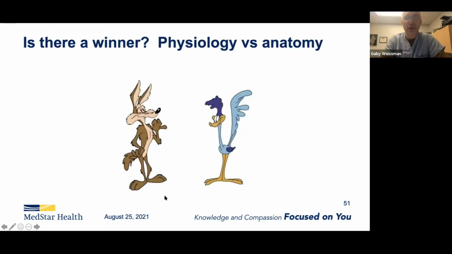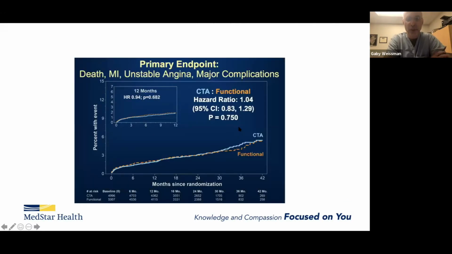All right, so is there a winner? Should we pick physiology, stress testing, or should we pick anatomy, CT, basically? So there have been a few studies trying to answer that question. This is the PROMISE trial, which is a few years old now. What they did was they took patients with anginal symptoms, or at least what was thought to be anginal symptoms. They randomized them either to get a functional test, a nuclear test, or a cardiac CT. And then they followed them over time. And the answer was it didn't matter. Either one of them was fine. They both did the same.